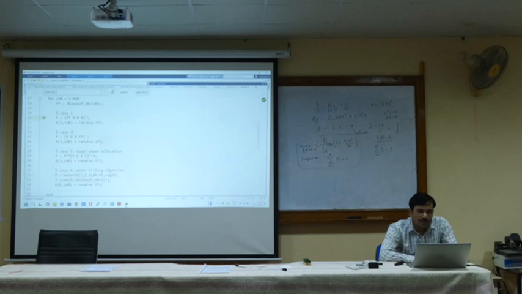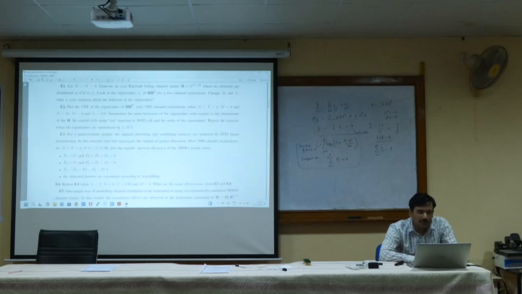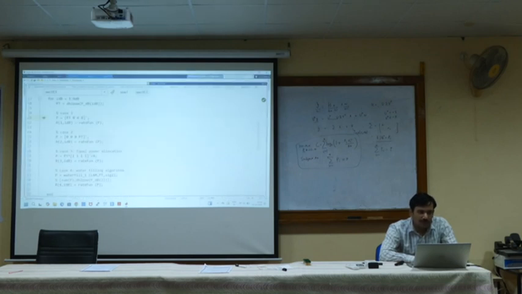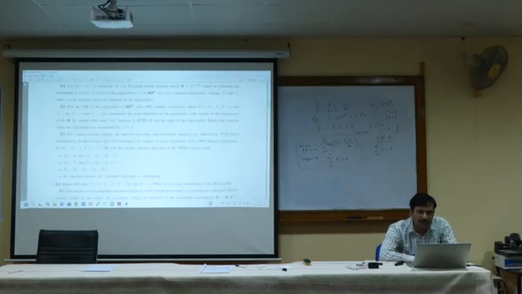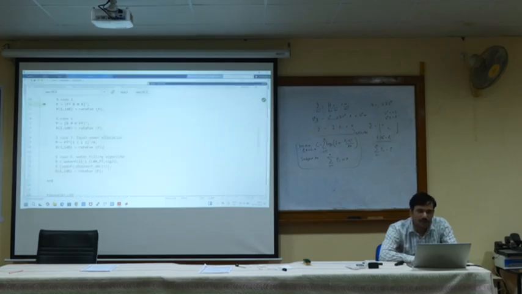Case 2 says put P4 equals P and the rest of them as 0. So P4 is equal to PT and the rest of them are 0. I am calculating the rate again. The third case is to choose all power to be equal, P by 4. So I choose all to be 1 by 4 into PT and I calculate the rate here. Case 4 is the water filling algorithm.